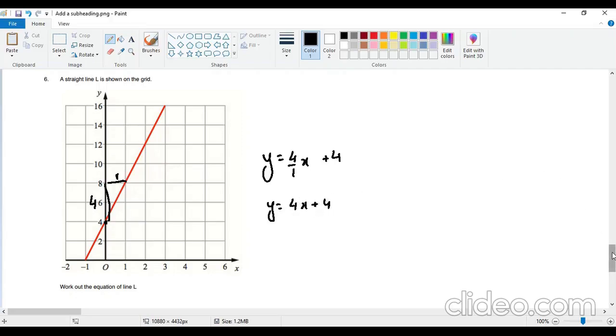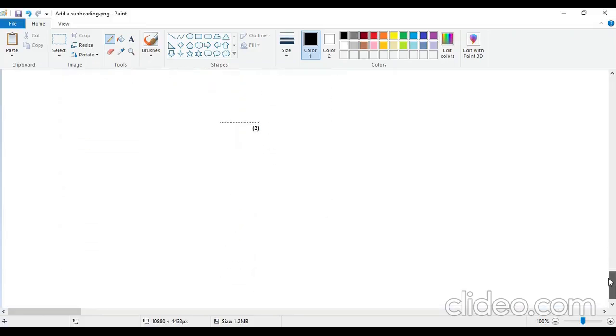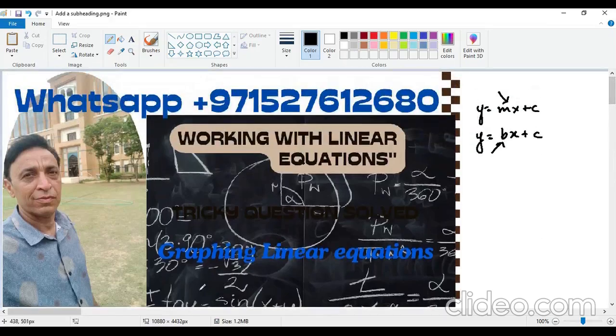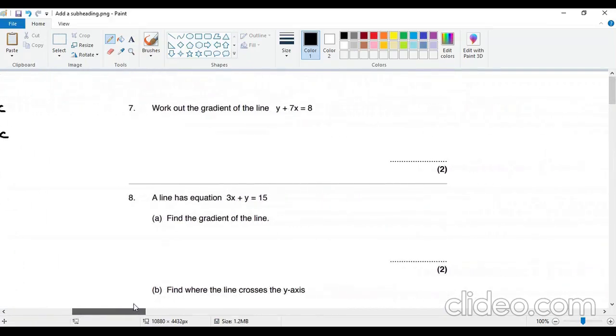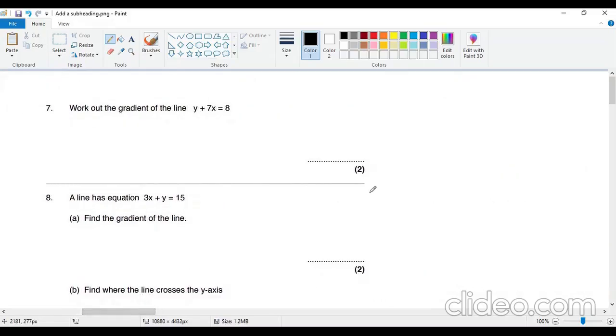Now comes the next question. For the next question, we'll go beside this. Work out the gradient of the line y plus 7x equals 8. As I told you, the standard linear equation is always in the form of mx plus c. So you need to convert this first. What you will do is y equals negative 7x plus 8. So the gradient is going to be negative 7. Negative 7 is going to be the slope of this line, or the gradient of this line.